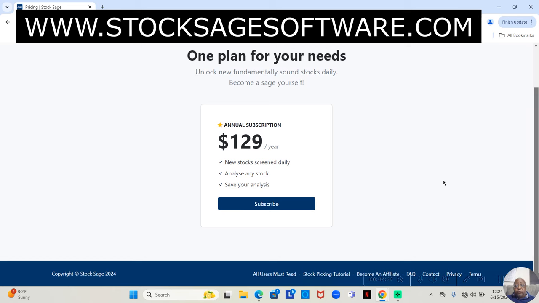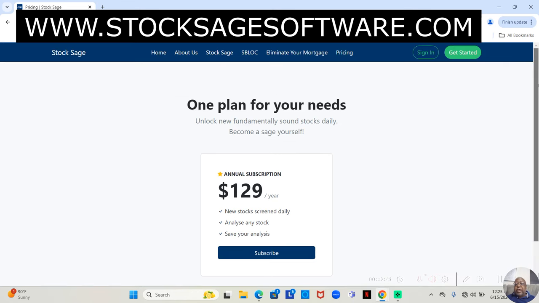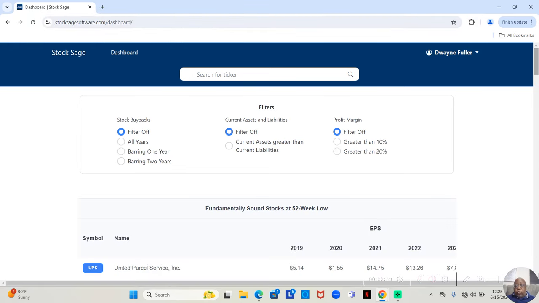If you just go to the, scroll down to the footer, you'll see become an affiliate. And for us to see what the app does, I am going to click on StockSage, where we get a look at what the app does.